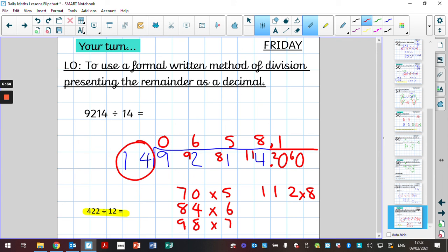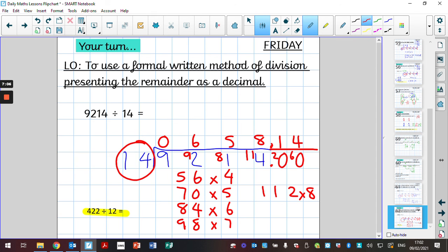I've got my multiplication facts down here. I can see that 5 lots is 70, so that's too much. So if I subtract 14 from 70, I get 56. So how many lots of 14 go into 60? Well, that is 4 lots, and I've still got a remainder of 4. But because I've worked to 2 decimal places, that's all we need to do.